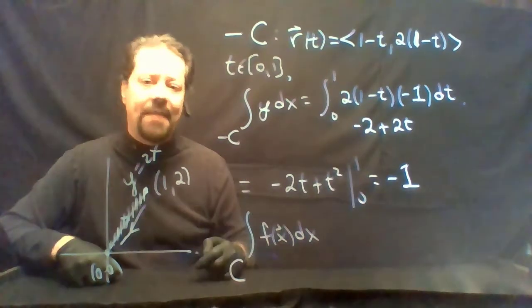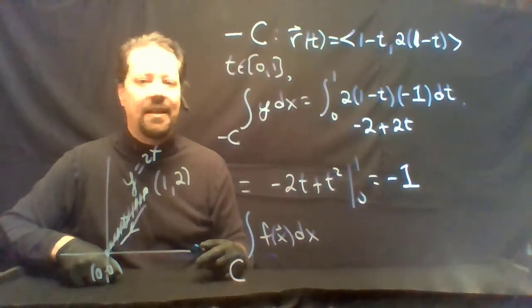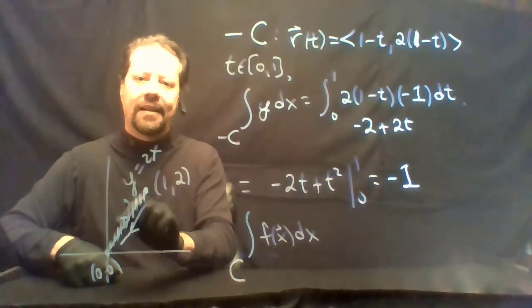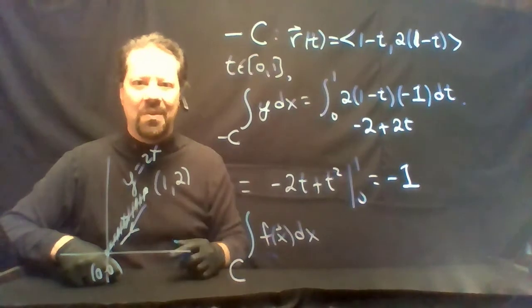It doesn't change the magnitude of the result. It only changes the sign. That doesn't happen for ds, because ds, a little change in arc length, will be positive whichever way you go because of that norm. We have the following theorem.